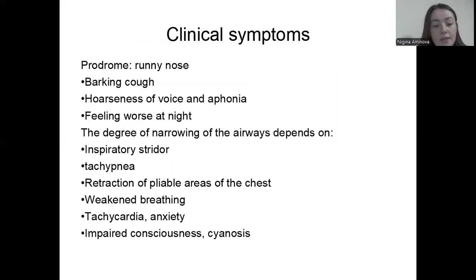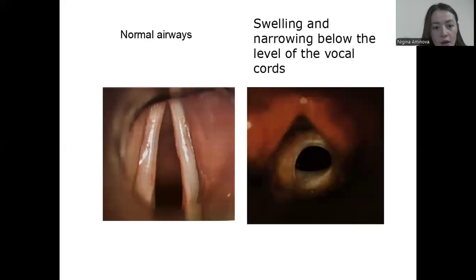Clinical symptoms: prodrome, runny nose, barking cough, feeling worse at night, inspiratory stridor, weakened breathing. Normal airways compared with swelling and narrowing below the level of the vocal cords.